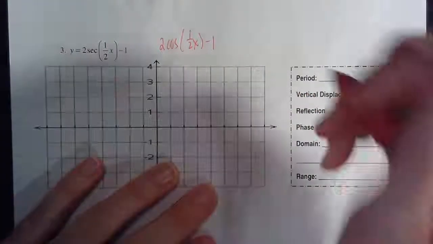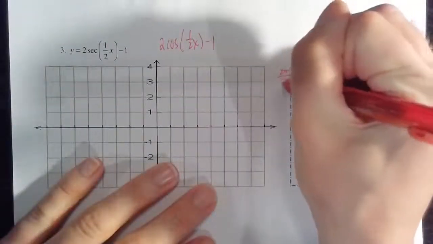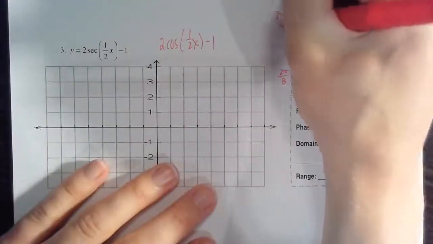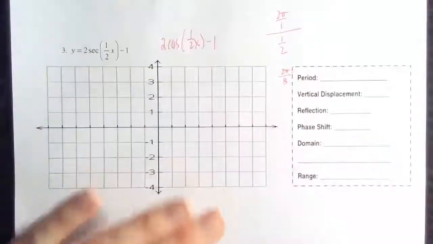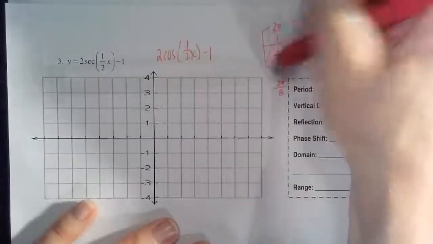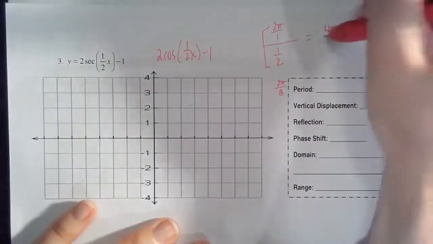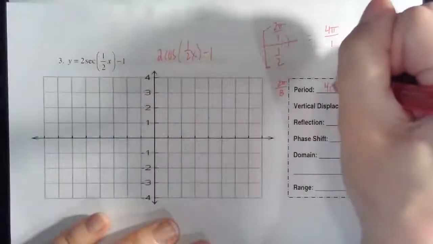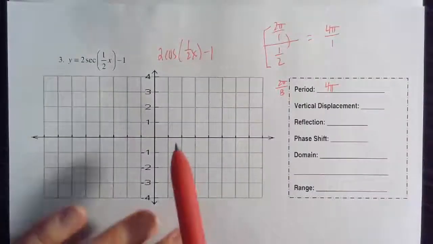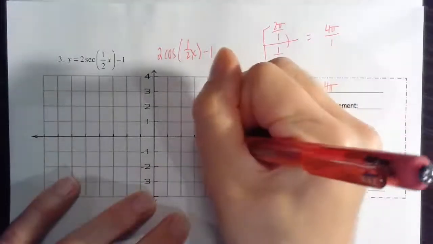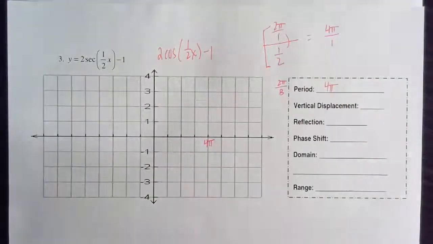So for the period, we're going to do 2 pi divided by the b value. Okay, so 2 pi over 1 divided by a half, in this case. This is going to give us a 4 pi on top, a 1 on the bottom. So our period is simply 4 pi. Alright, that makes it easy to see what the tick marks are, because if the fourth tick mark is 4 pi, that means that every tick mark is worth 1 pi. So that's nice.